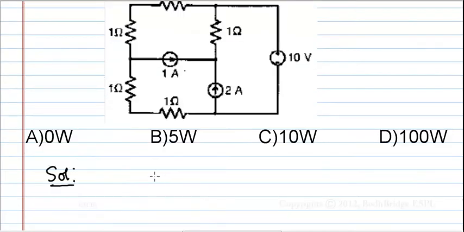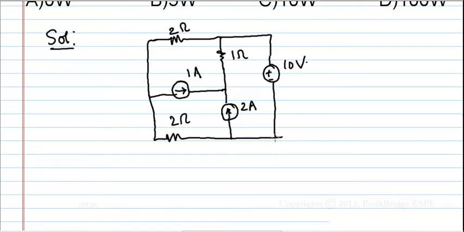The circuit shown above can be redrawn as shown. Now in this circuit, let us assume that this node has 0 volts. Hence from the figure we can easily say that this node has a voltage of 10 volts. Now let us assume that the voltage at this node is V.